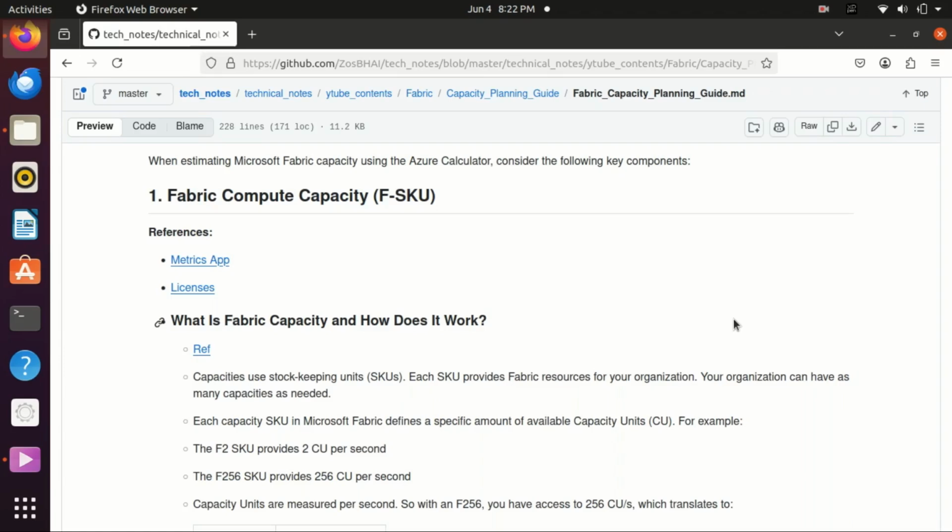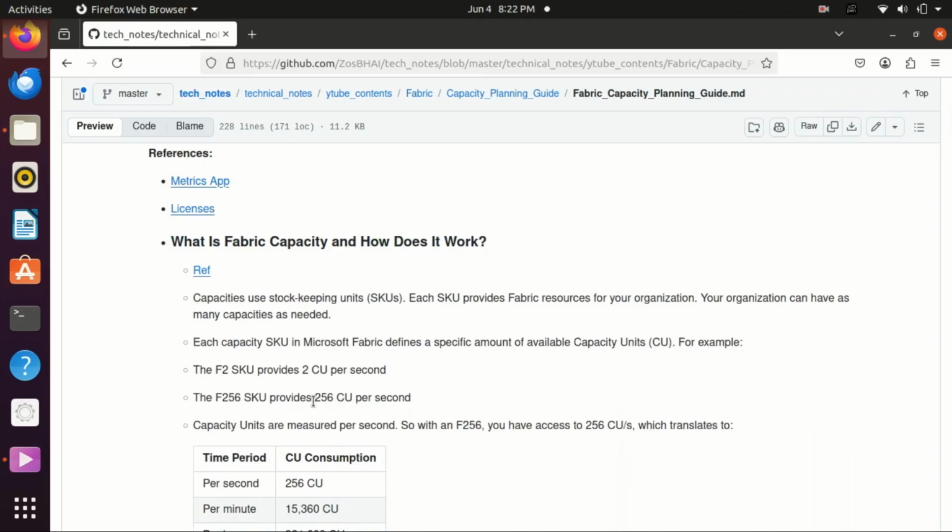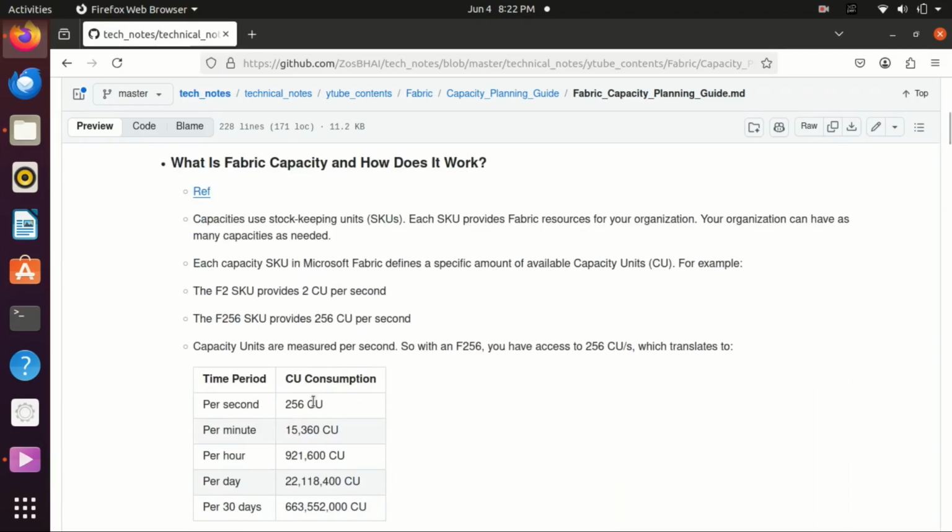Fabric compute capacity, or the F SKU, acts as a shared compute pool, which means all the workloads in Fabric, like Power BI, Spark, data warehouse, data engineering and other services, consume the resource from this common compute pool.